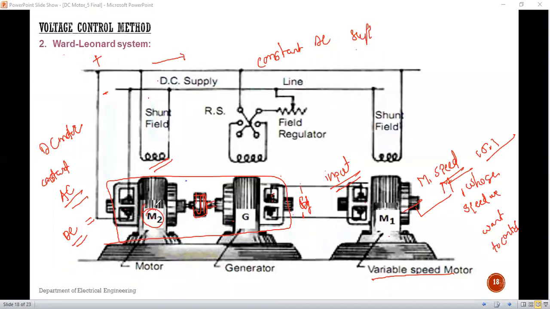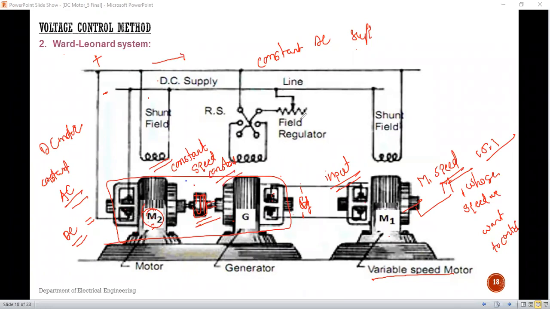Okay, now see the motor, that is motor M2, it is supplied from the constant DC source, so it will run at a constant speed. If it is running at a constant speed and is directly coupled to the generator, then the generator is also running at constant speed.